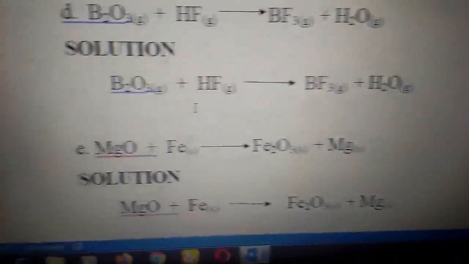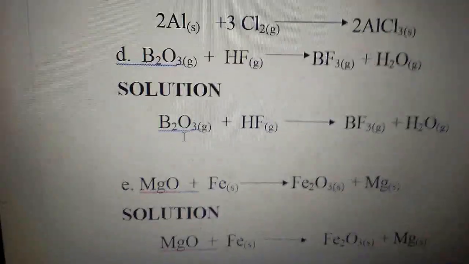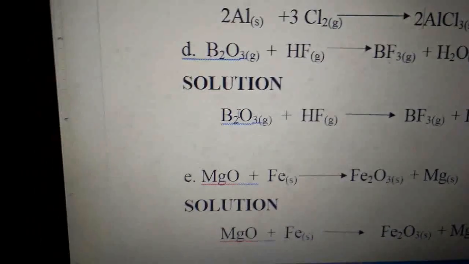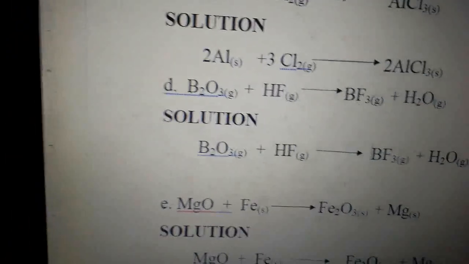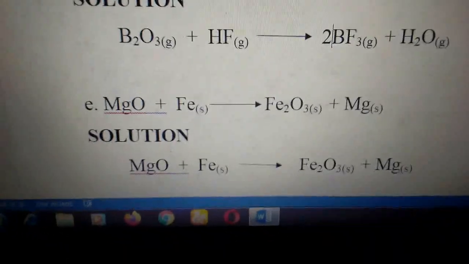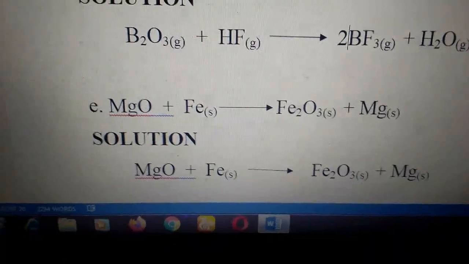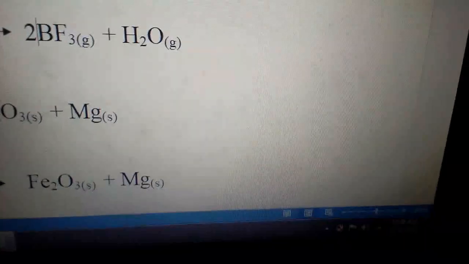The solution that is down there. We start with boron. Boron is 2 atoms on the left hand side. On the right hand side, we have only 1, so we have to put 2 in front of boron. So you can see that the boron is balanced now. Then we'll now go to oxygen. Oxygen is 3 atoms on the left hand side. On the right hand side, we have only 1 atom in water. So we'll put 3 in front of water to balance oxygen.